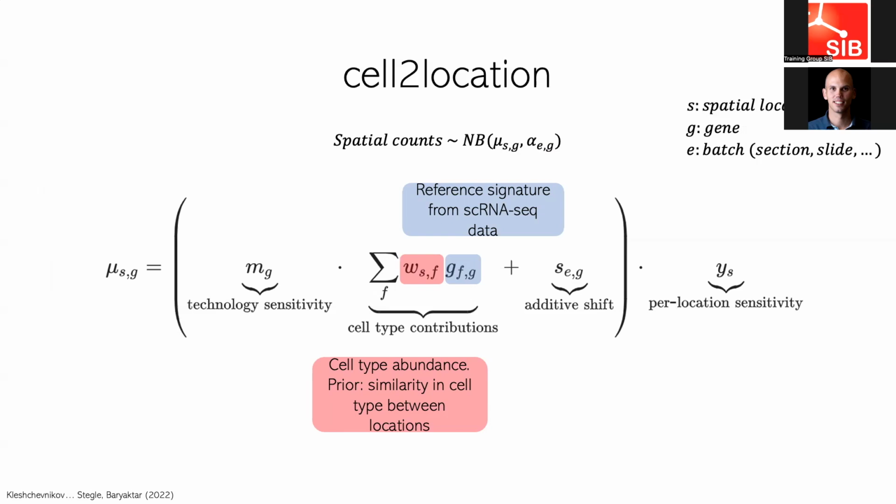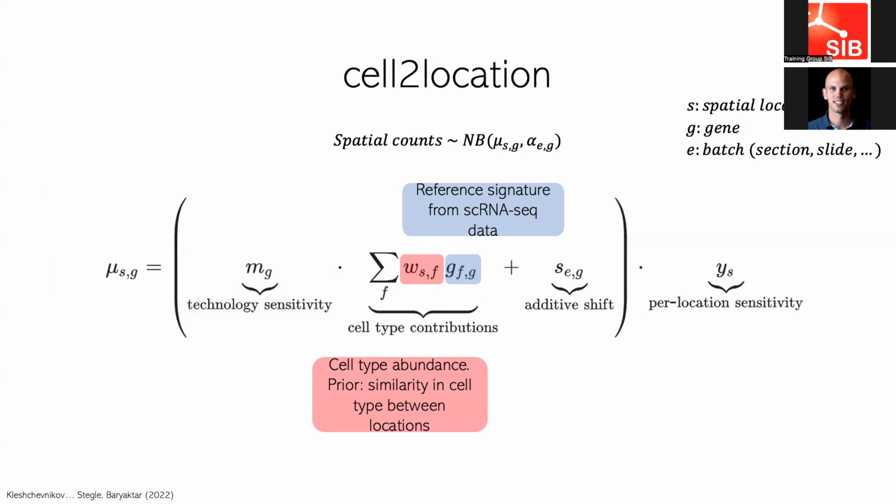Most deconvolution methods that rely on non-negative matrix factorization and so on work a little bit in that framework. They want to decompose the signal in one location into a linear combination of signal from different cell types. There are a few additional things in the model. Before we move on.